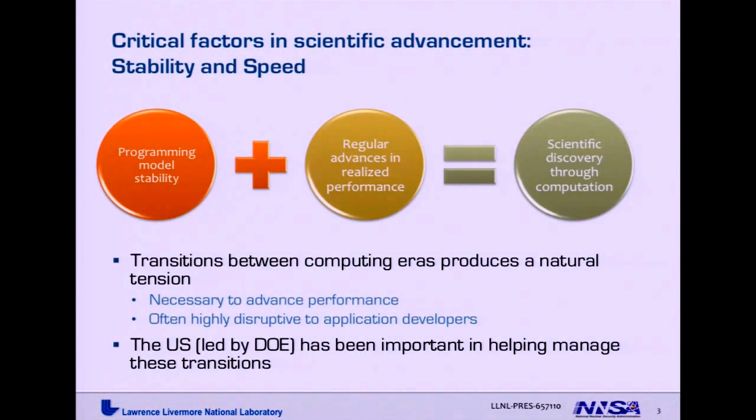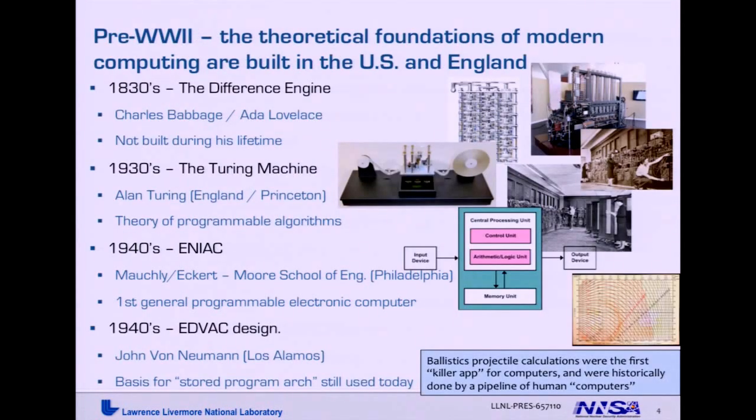The reason this is important: to get scientific discovery through computation, you really need two different things. One, the application developers out there need some stability in the platforms that they're targeting, and I call that programming model stability. And then obviously you want regular advances in your computational power. It's those two things together that drive scientific discovery, and DOE has really been important in helping manage these transitions and will be critical in this next transition as well.